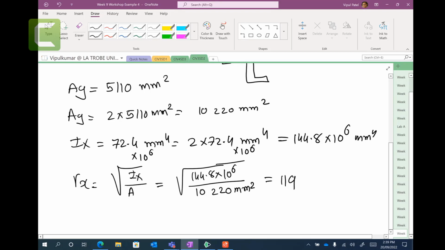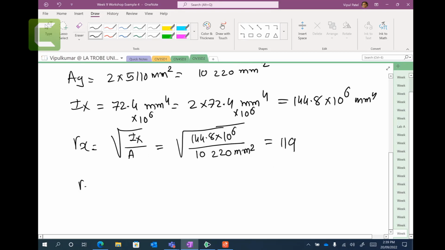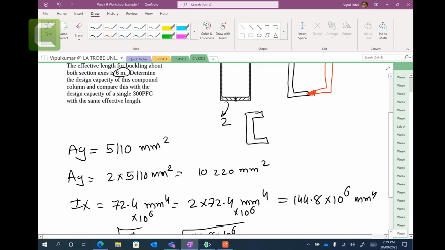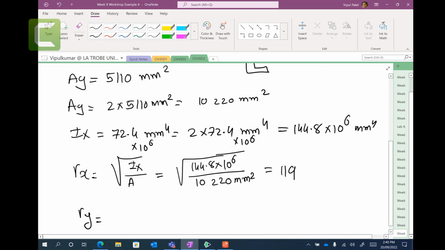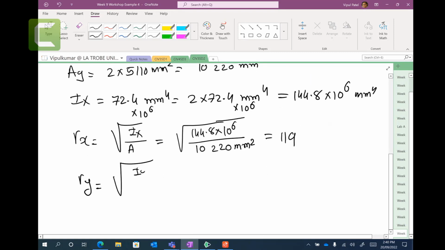Now radius of gyration about the y-axis. So you know this y. About the x-axis meaning this one. About the y-axis, this is the x-axis. About the y-axis, if I want to calculate the radius of gyration about the y-axis, it is Iy over A. Yes, please.